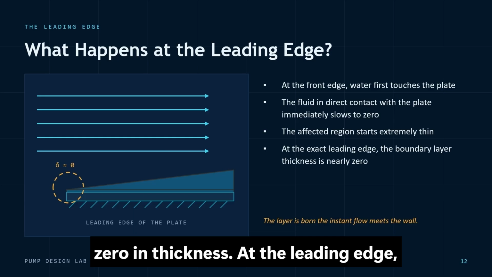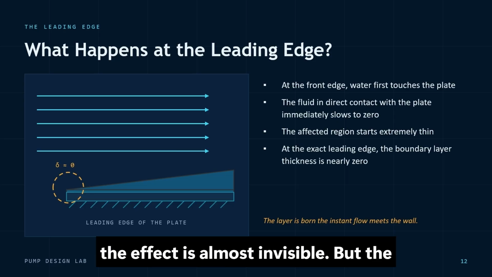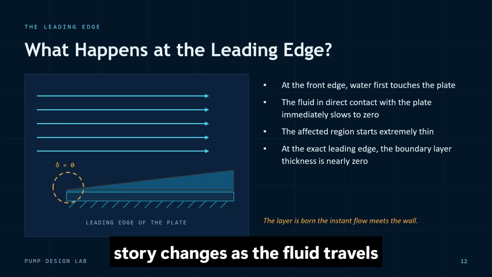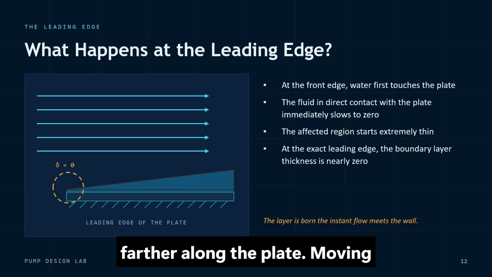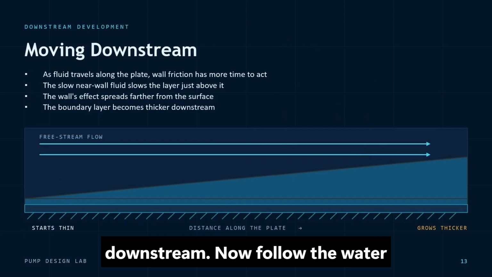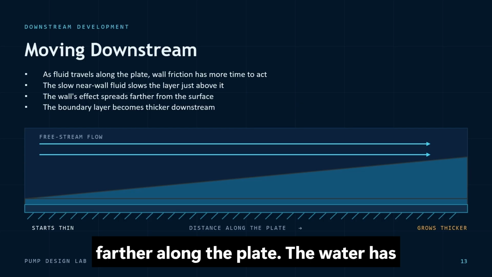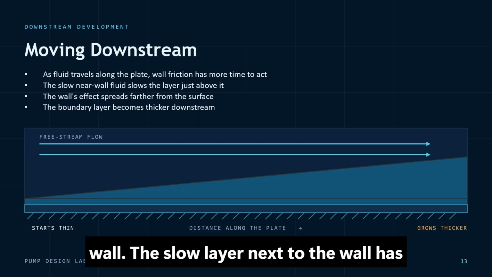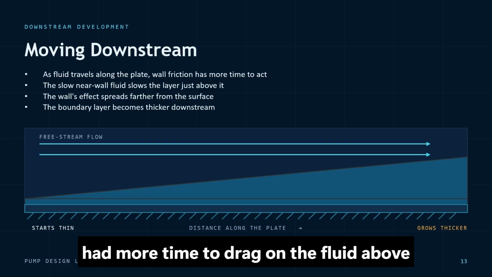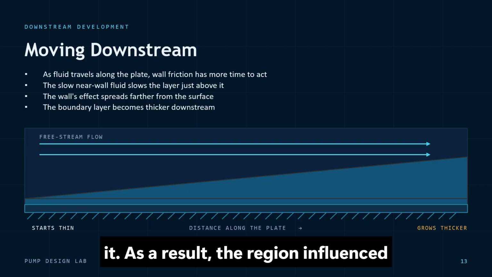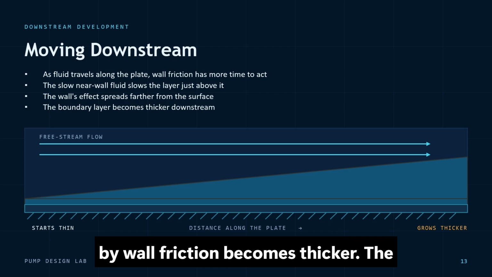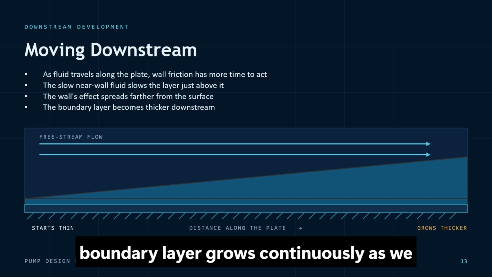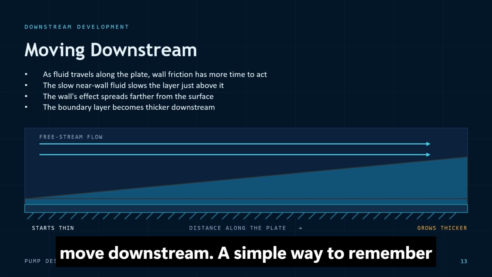At the leading edge, the effect is almost invisible, but the story changes as the fluid travels farther along the plate, moving downstream. Now follow the water farther along the plate. The water has spent more time traveling beside the wall. The slow layer next to the wall has had more time to drag on the fluid above it. As a result, the region influenced by wall friction becomes thicker. The boundary layer grows continuously as we move downstream.